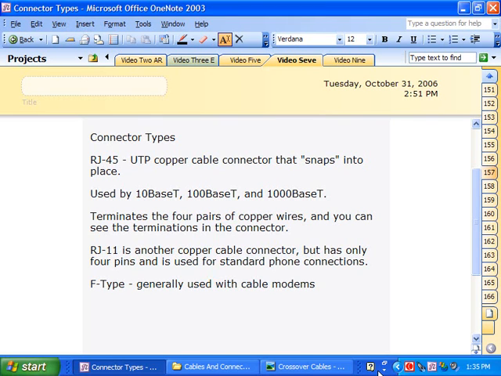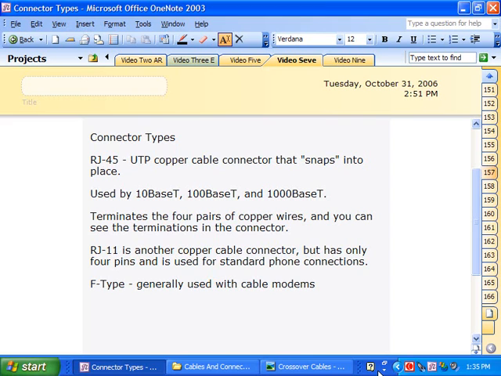The RJ45 terminates the 4 pairs of copper wires, and if you actually hold it up, then you can see the different color wires that are terminated in the 8 pins. And if you don't know what kind of cable you've got, either a straight through, a crossover, or a rollover, then you can always hold it up, hold end to end, compare them, and see. We'll talk about that again in just a few minutes.